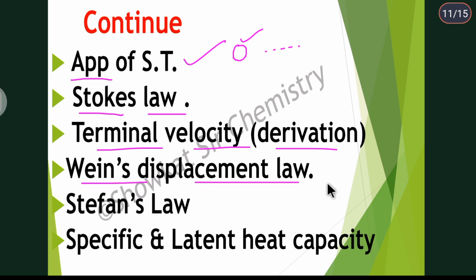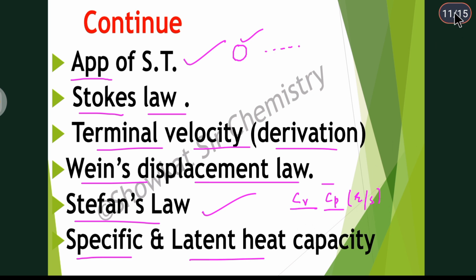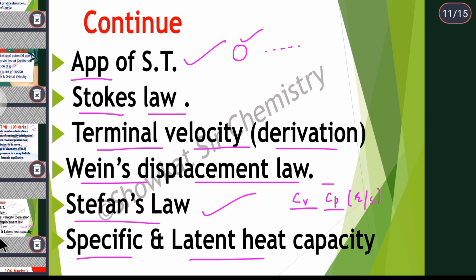Wien's displacement law will be important here. Similarly Stefan's law, so these laws are very important here. Next you will study specific and latent heat capacity, specific heat capacity, right? Just like we have specific heat capacity at constant volume, specific heat capacity at constant pressure, and the relationship between them, the relationship between heat capacity at constant volume and at constant pressure, you will study this, it will be very important.